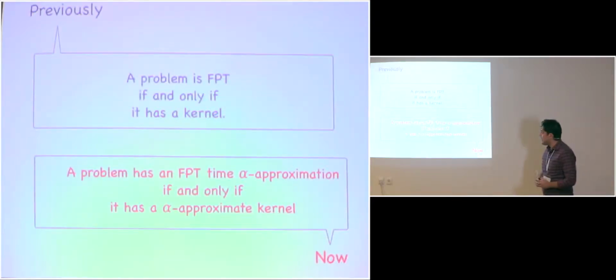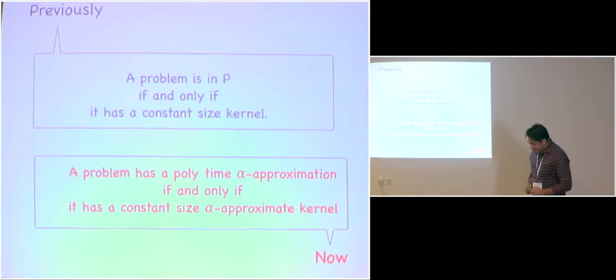So earlier you've seen that a problem is fixed parameter tractable if and only if it has a kernel. So what would the natural analog be here? This holds: a problem has an FPT time alpha approximation if and only if it has an alpha approximate kernel of some size. So this sort of analogy is something you desire, and it is also something that you get building on this model. I will not prove this to you, but I'll prove something similar based on which you will be able to see this proof also.